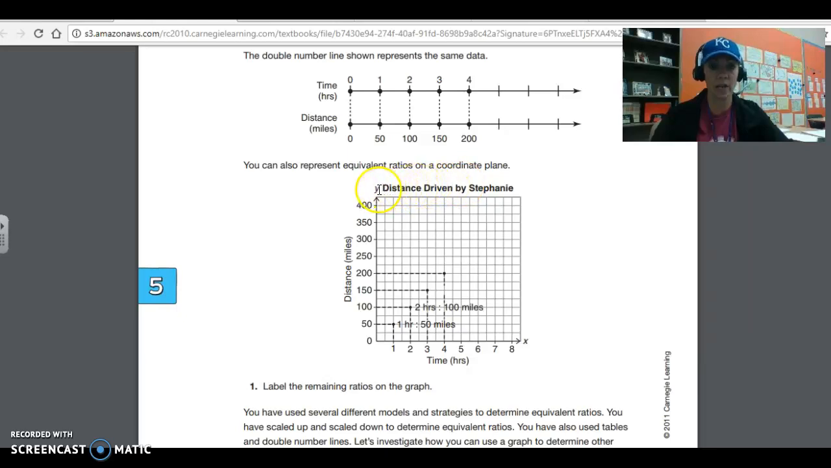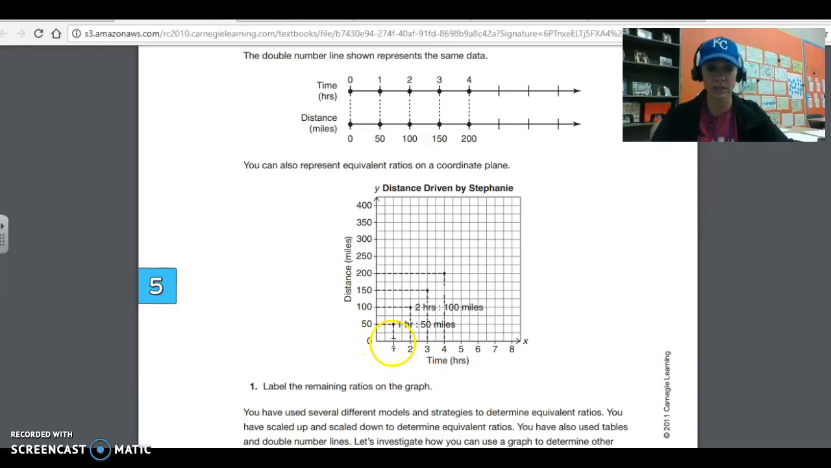The y and x axis are both labeled. They both are labeled with what they represent. So the y-axis is representing the distance in miles. The x-axis is representing the distance in time. So now we need to take a look at the intervals on our x and y axes.